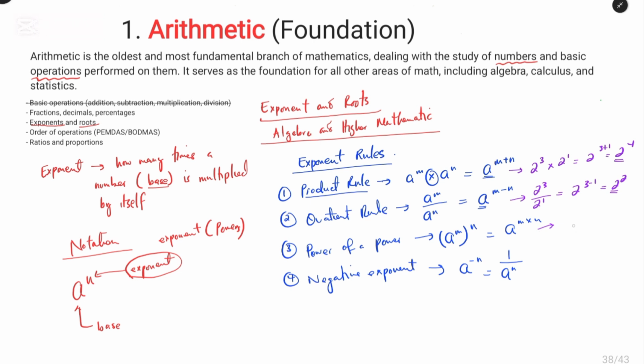And for a power of a power, if we have (2^3)^1, we have 2 to the power 3 times 1, which gives us 2 to the power 3. And finally, if we have 2 to the minus 1, it gives us 1 over 2 to the 1, which gives us a half. These are basically the exponent rules.